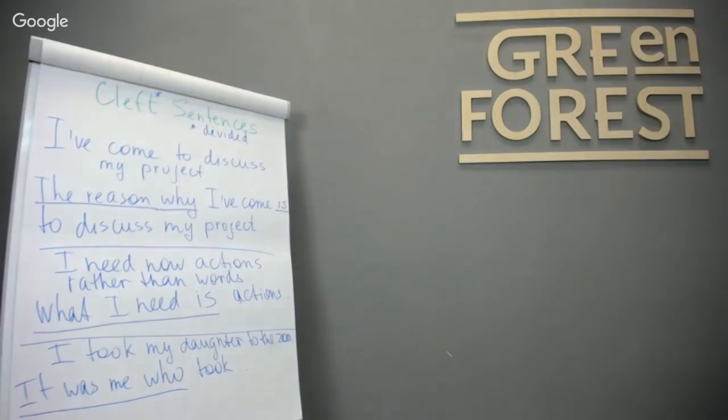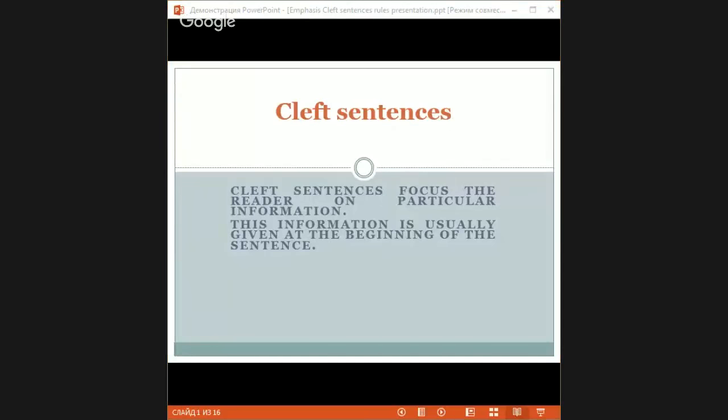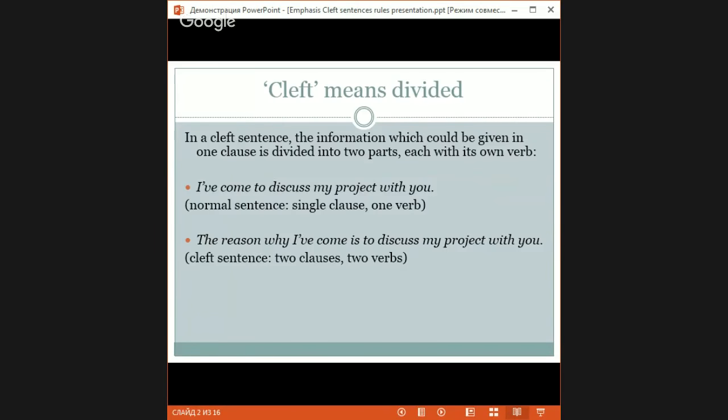And just a second. We have here cleft sentences. And let's begin. So we have here cleft sentences. They focus the reader or the listener on particular information. This information is usually given at the beginning of the sentence. What we have here is the first slide.